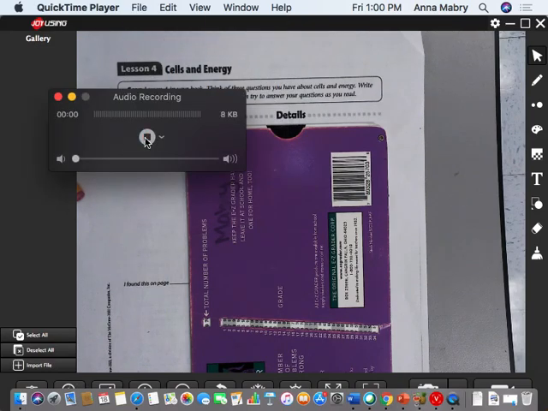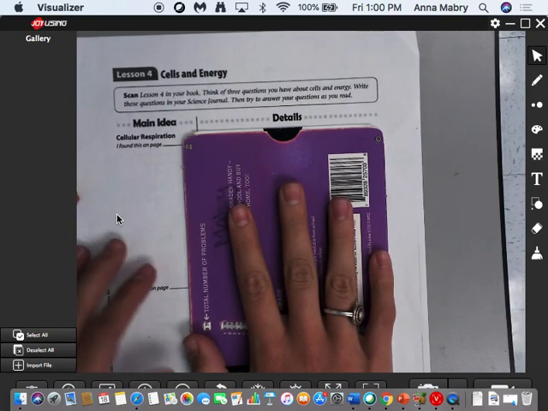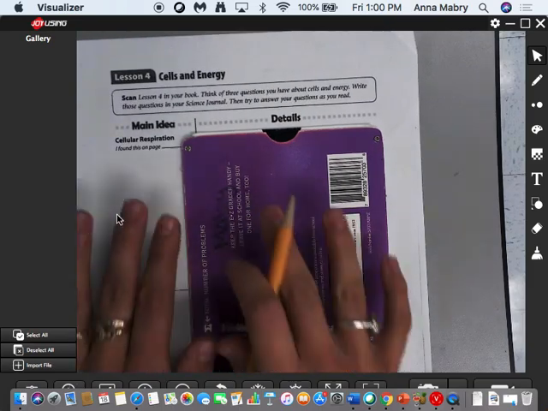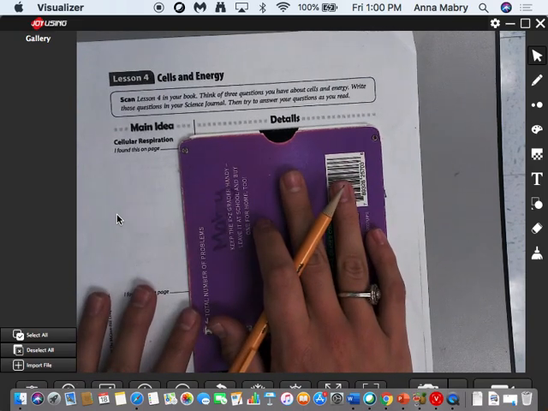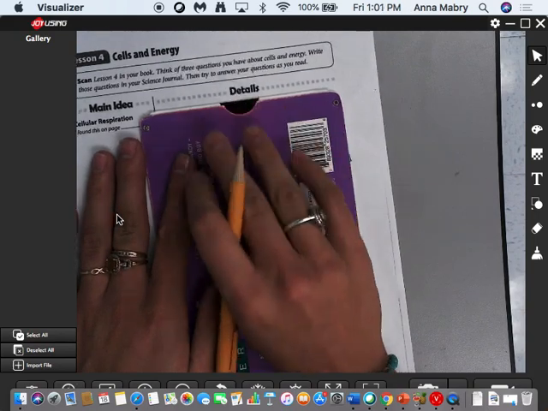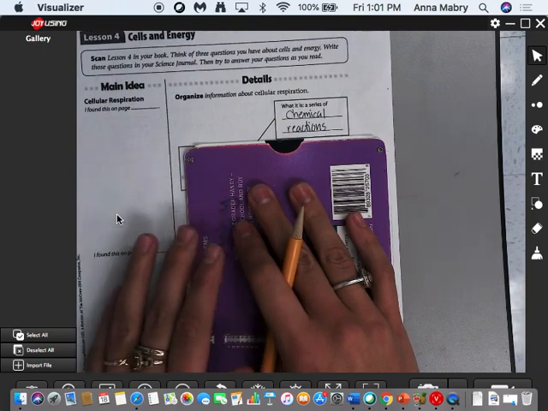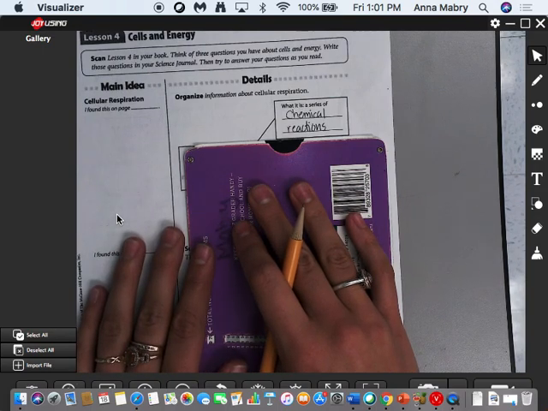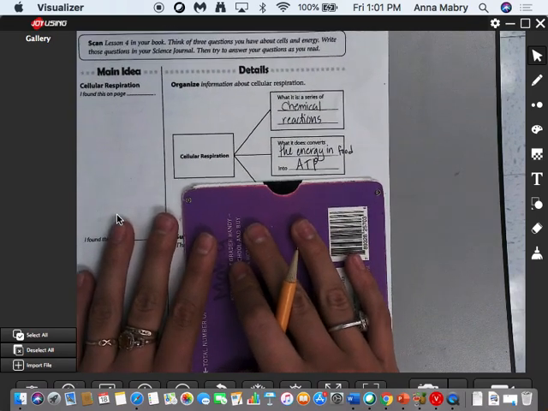All right, so we're on page 68 and 69, is where it starts. Flip back in your textbook. It says cellular respiration. What is a series of what? Chemical reactions. Very good. What does it convert to? Energy in food into the ATP. Good. Where it occurs. What two places does it occur?